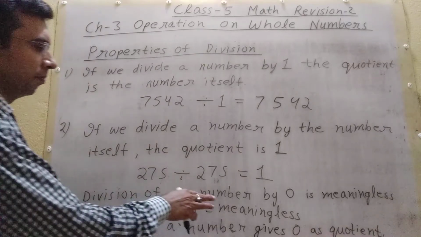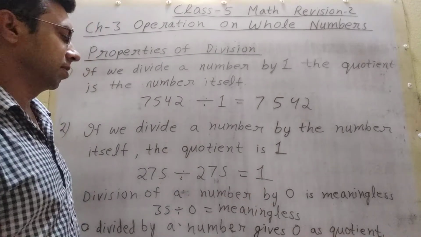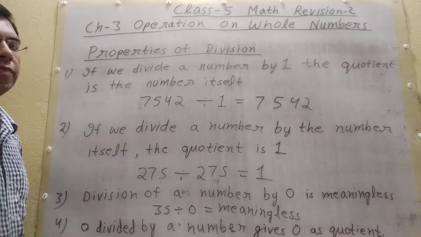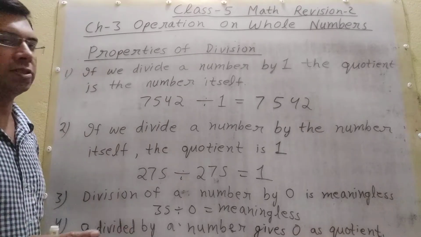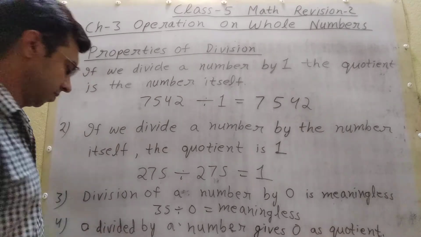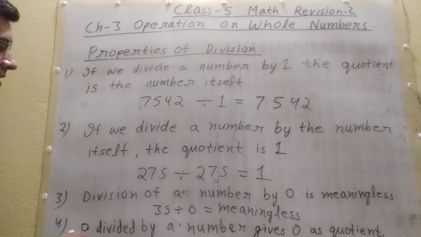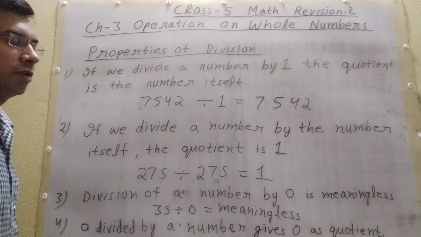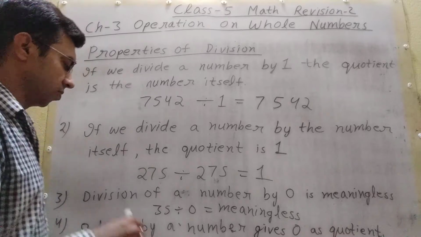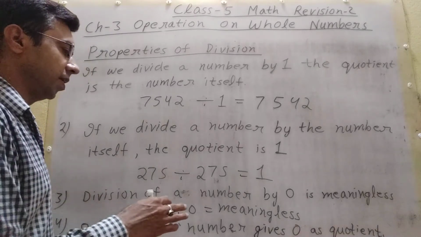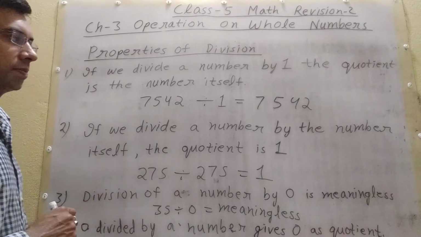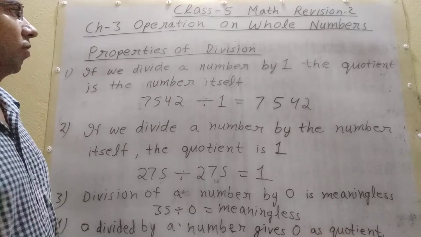Division of a number by 0 is meaningless. So if you are dividing any number by 0, it is meaningless. 0 divided by a number gives 0 as a quotient. So these are the properties of division.